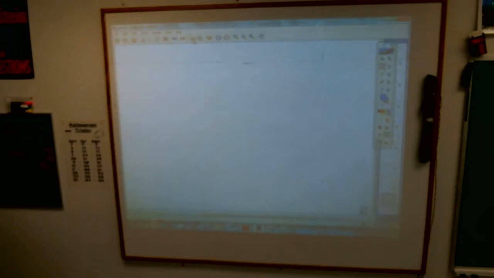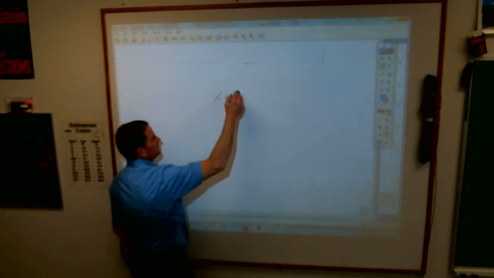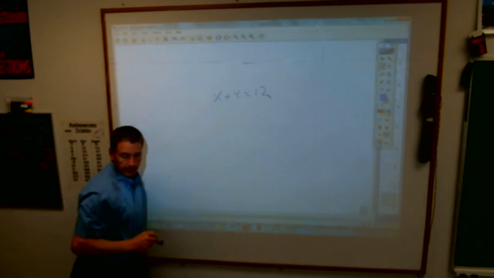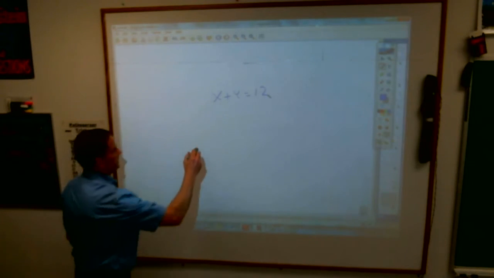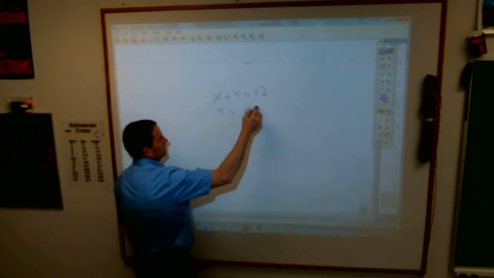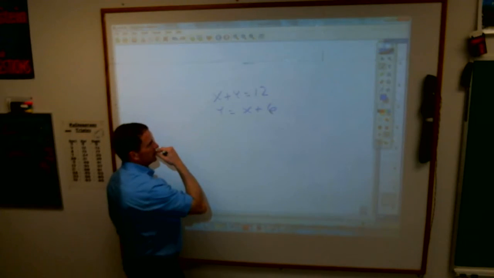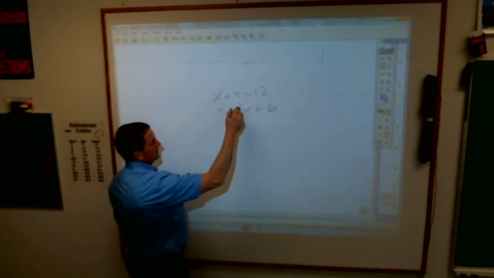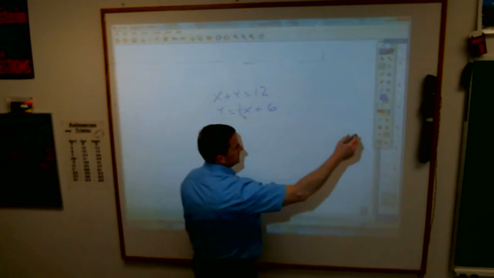Well, let's do this. x plus y equals 12, which is what we did already. And y equals x plus 6. You know what? Can I change that? What if I did this? Think this would work out? Would that work? Think that would cross over? I'm just going to change it because I want to see this here.